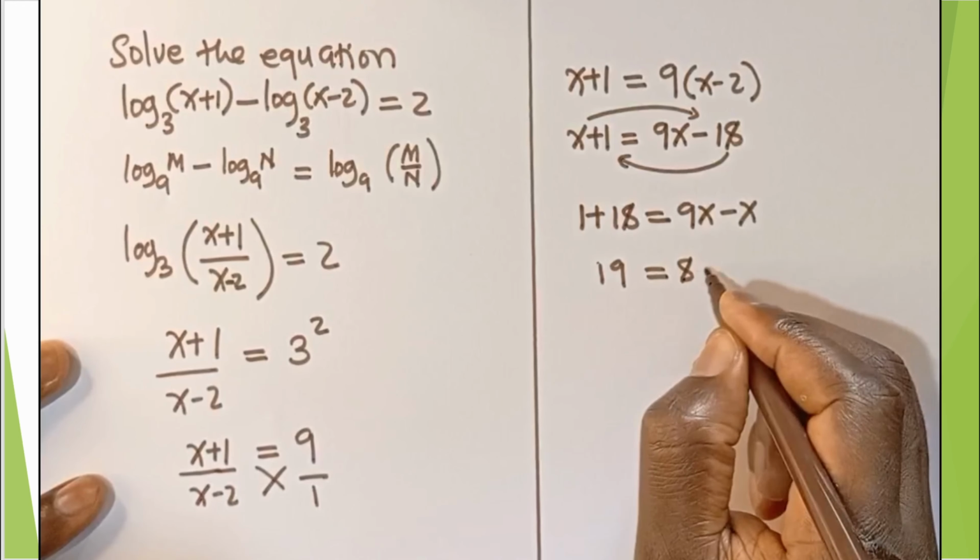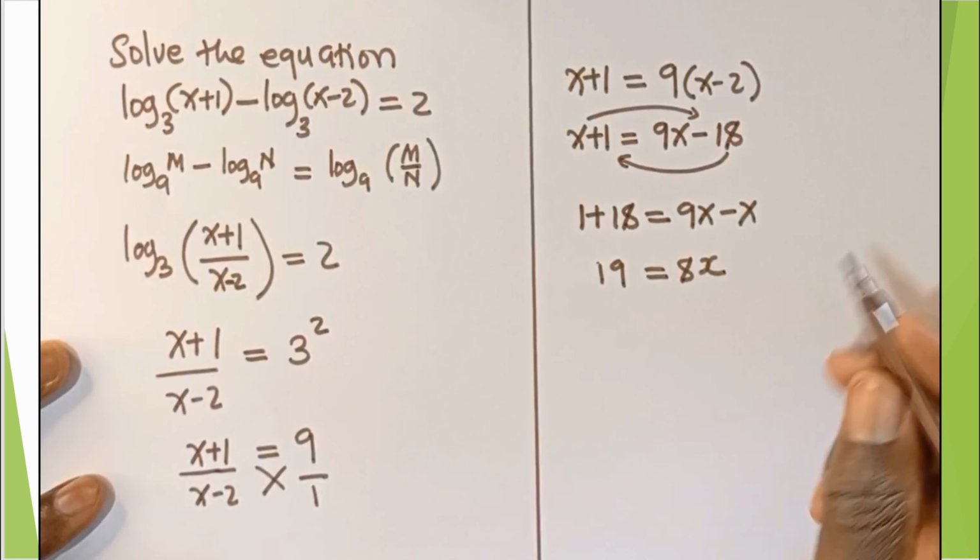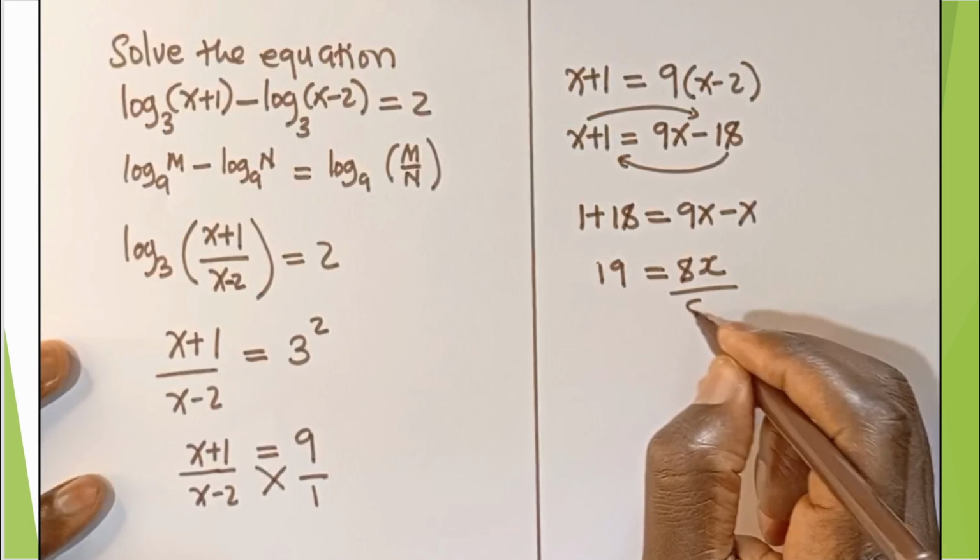So you have 19 is equal to 8x. So divide through by 8.